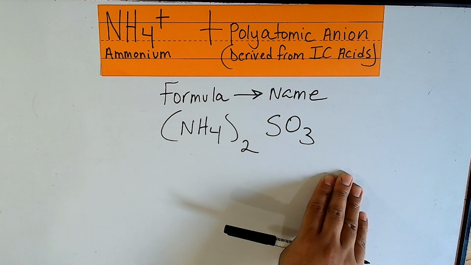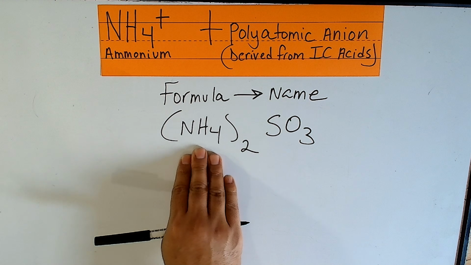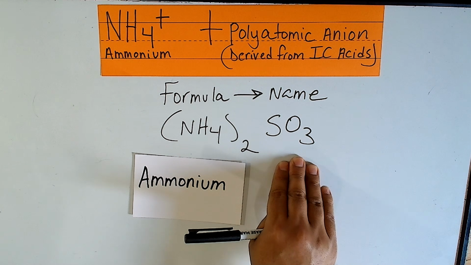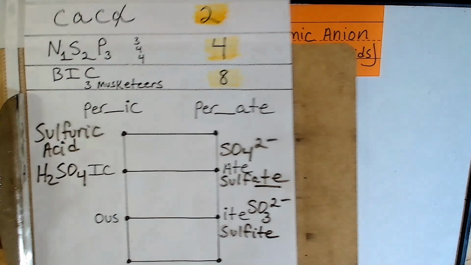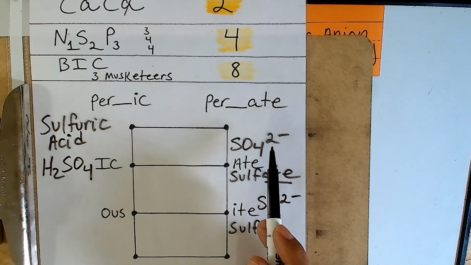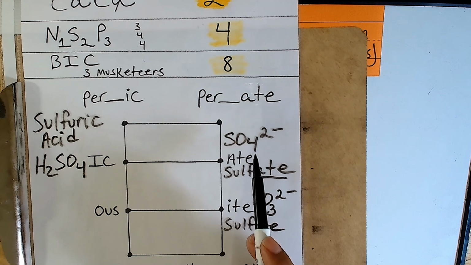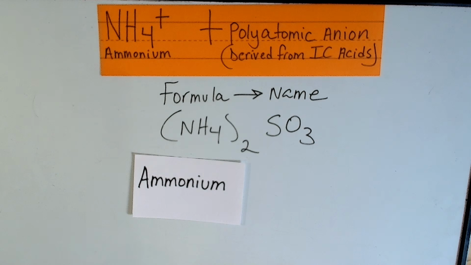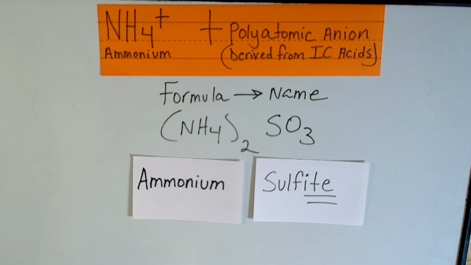I now have this chemical formula. The first step is to name the element or polyatomic ion. I see the ion of ammonium. The second step is to name the anion. This anion derives from sulfuric acid. Sulfuric acid donates 2 hydrogen ions. It becomes sulfate. An anion that has one less oxygen than sulfate would be sulfite. So our chemical name is going to read ammonium sulfite.